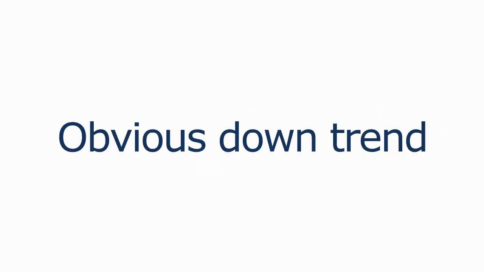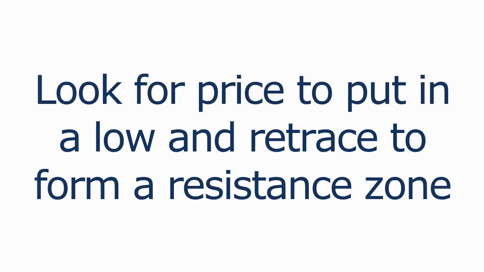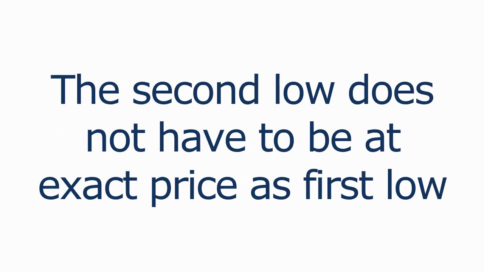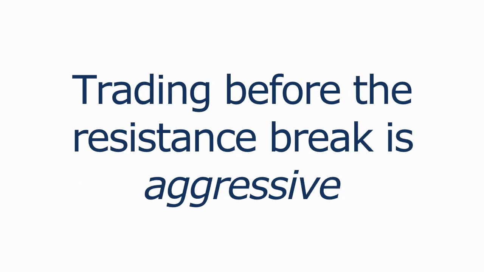So you want to make sure you have an obvious downtrend in the market and the time frame that you're trading. You want to look for price to put in a low and retrace to form a resistance zone. The second low does not have to be at the exact price as the first low. And we're looking for signs of rejection. Trading before the resistance break is aggressive. However, we are using other factors such as the Keltner Channel to tip the odds in our favor. Ensure you respect your stop loss.